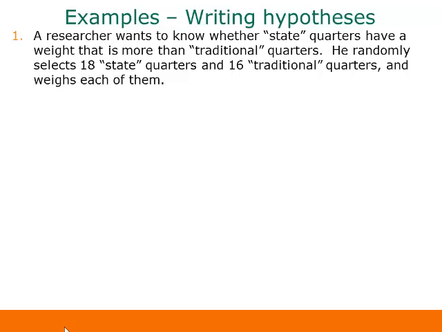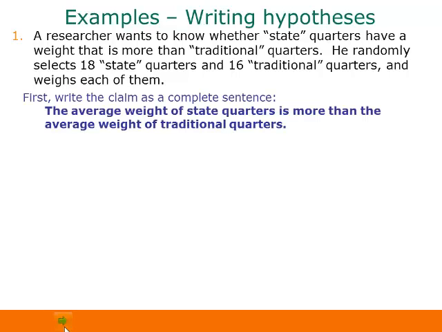A researcher wants to know whether state quarters have a weight that is more than traditional quarters. He randomly selects 18 state quarters and 16 traditional quarters and weighs each of them. So first we're going to write the claim. The claim is that the average weight of state quarters is more than the average weight of traditional quarters.